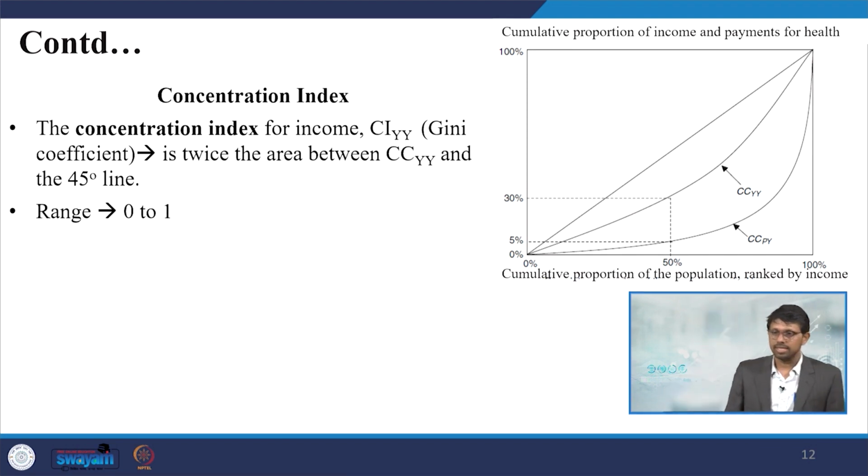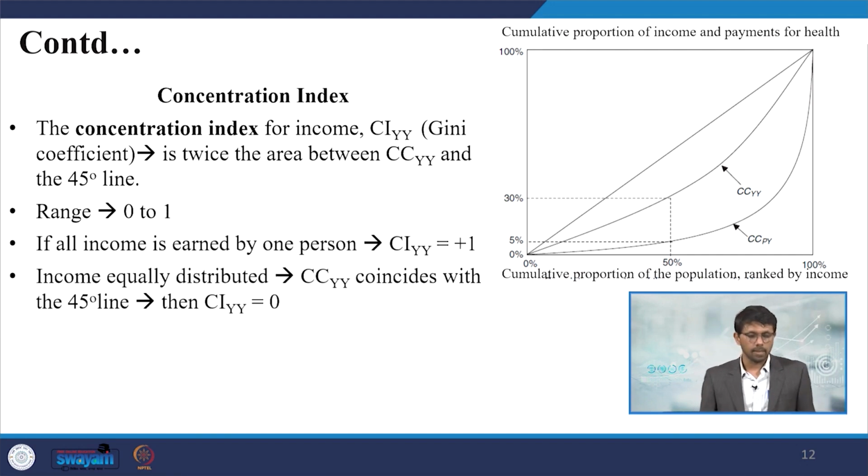So, the range of this is actually 0 to 1. If all income is earned by one person only, then of course the concentration index value would be +1. And if income is equally distributed, then CYY, as you already mentioned, coincides with the 45-degree line. Hence, there will be no inequality, and the concentration index in terms of income is equal to 0.